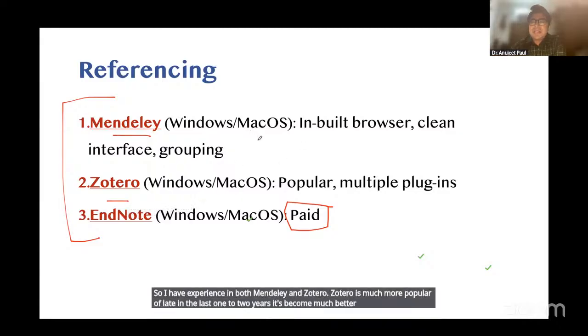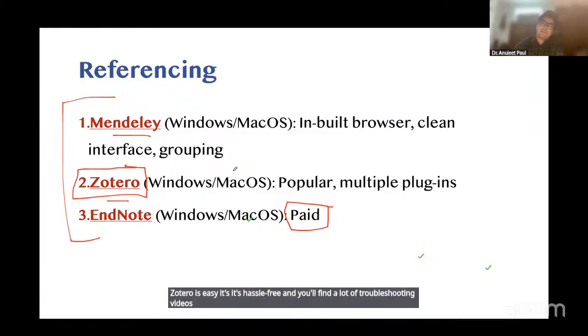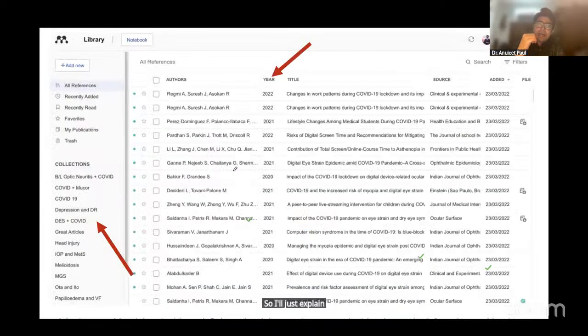Mendeley is more clean. It has a cleaner browser. For me, it has an inbuilt browser that helps me go for it. If you are starting off, my suggestion is start off with Zotero. Zotero is easy, it's hassle-free, and you'll find a lot of troubleshooting videos as well as links going forward. So I'll just explain my workflow in Mendeley.